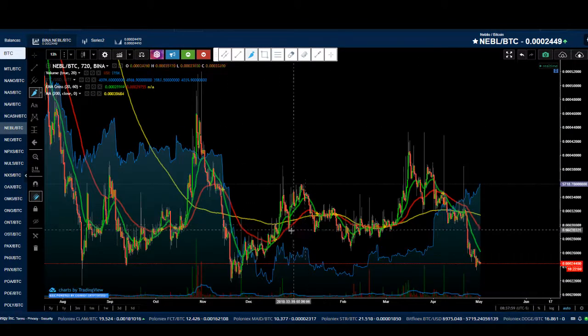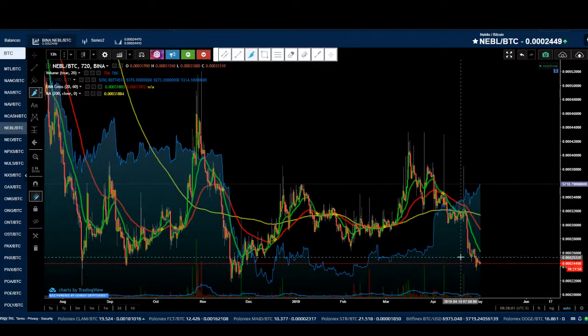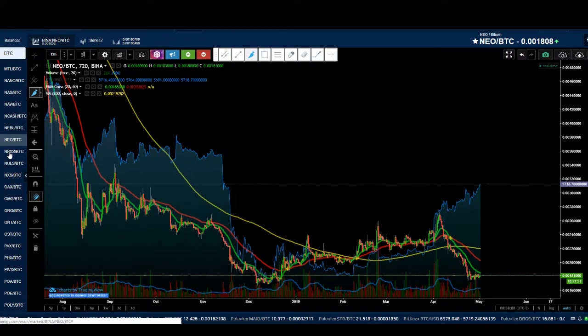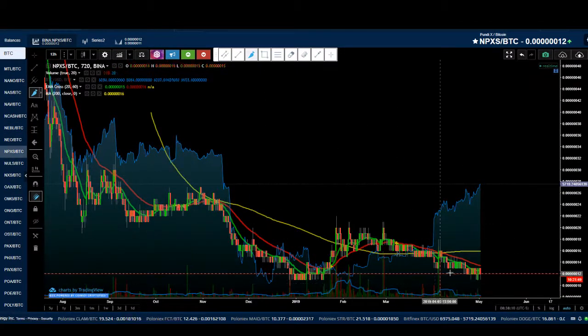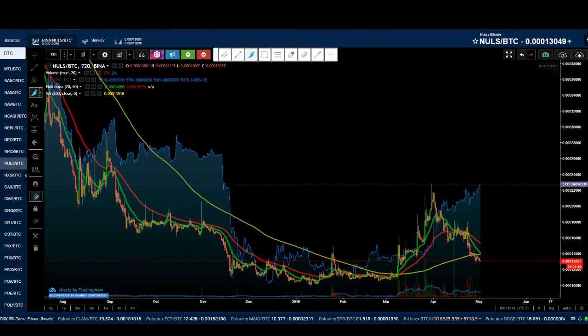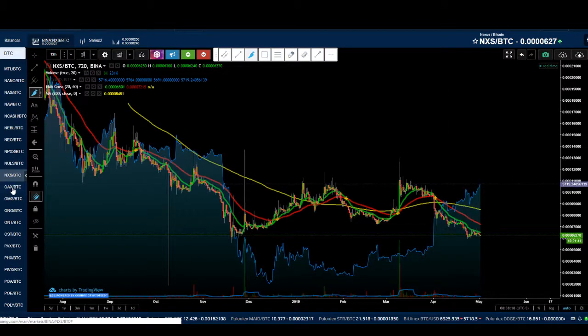Pardon me, Nebel. Near fail, down to these levels. Terrible. Neo, NPXS, also near fail, but consolidating. So this is a near fail, but stopped at the bottom. Nulls. This one's a pass in our spreadsheet. NXS is a near fail, and I don't like that chart pattern.